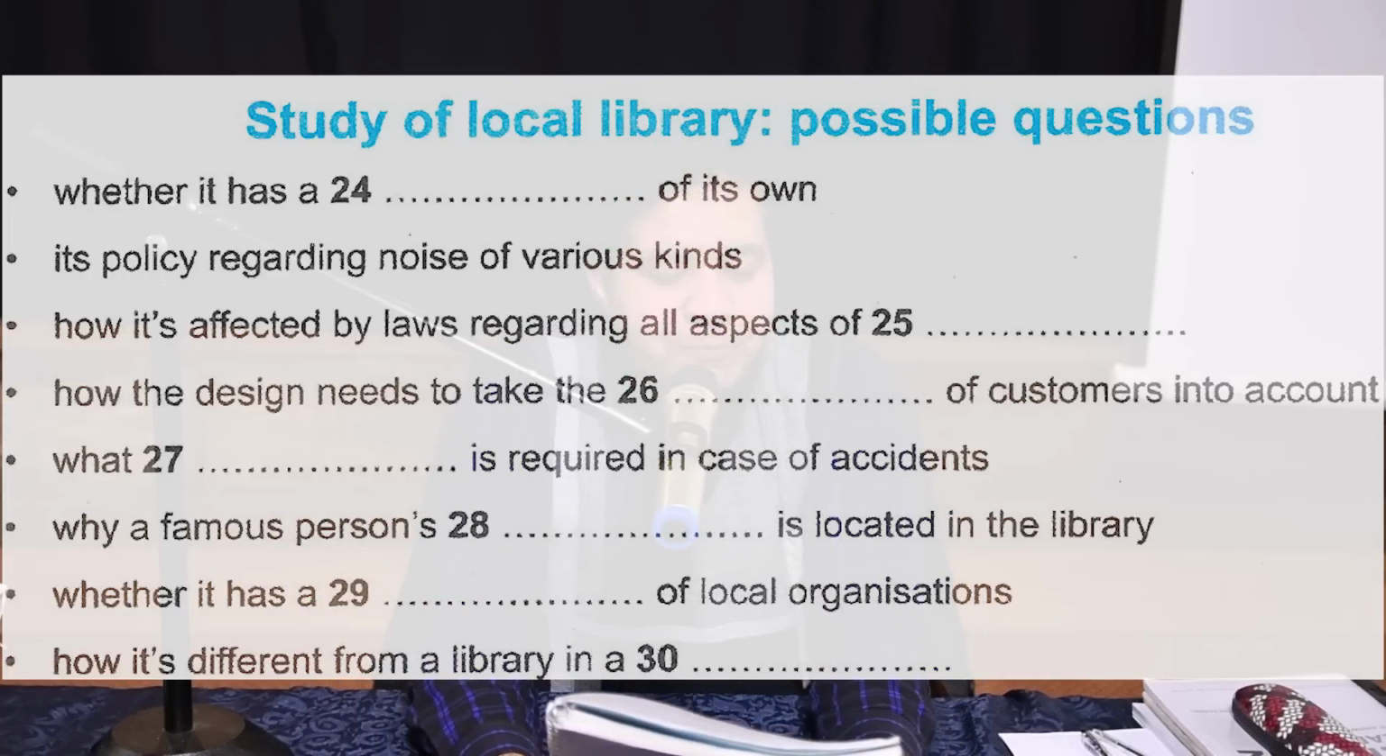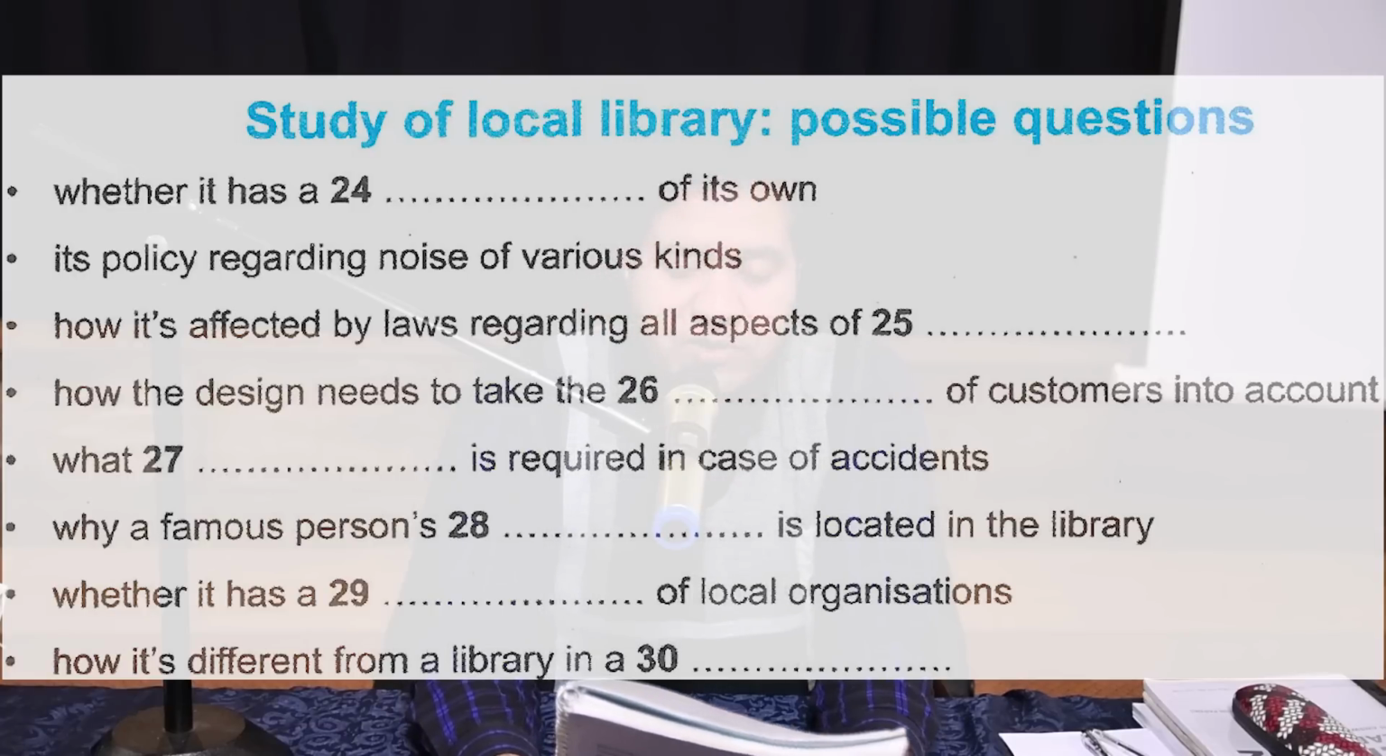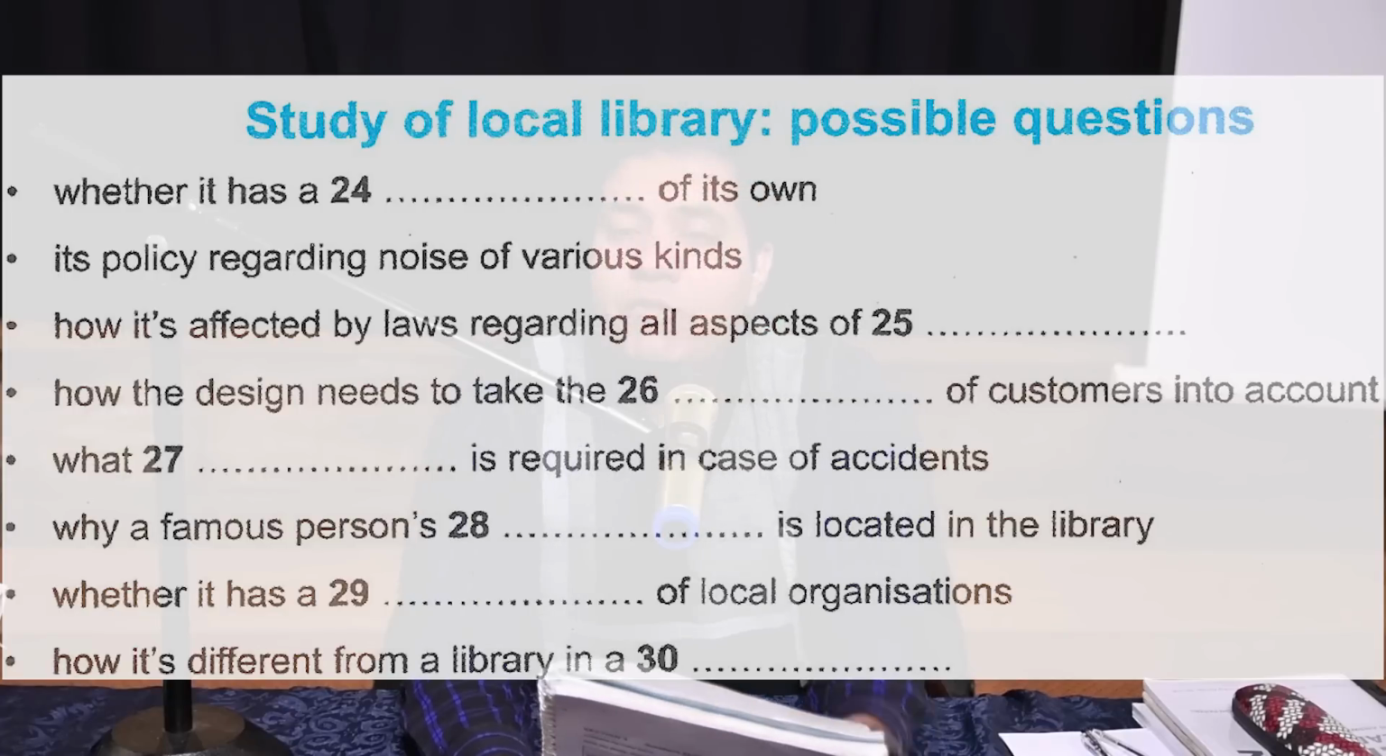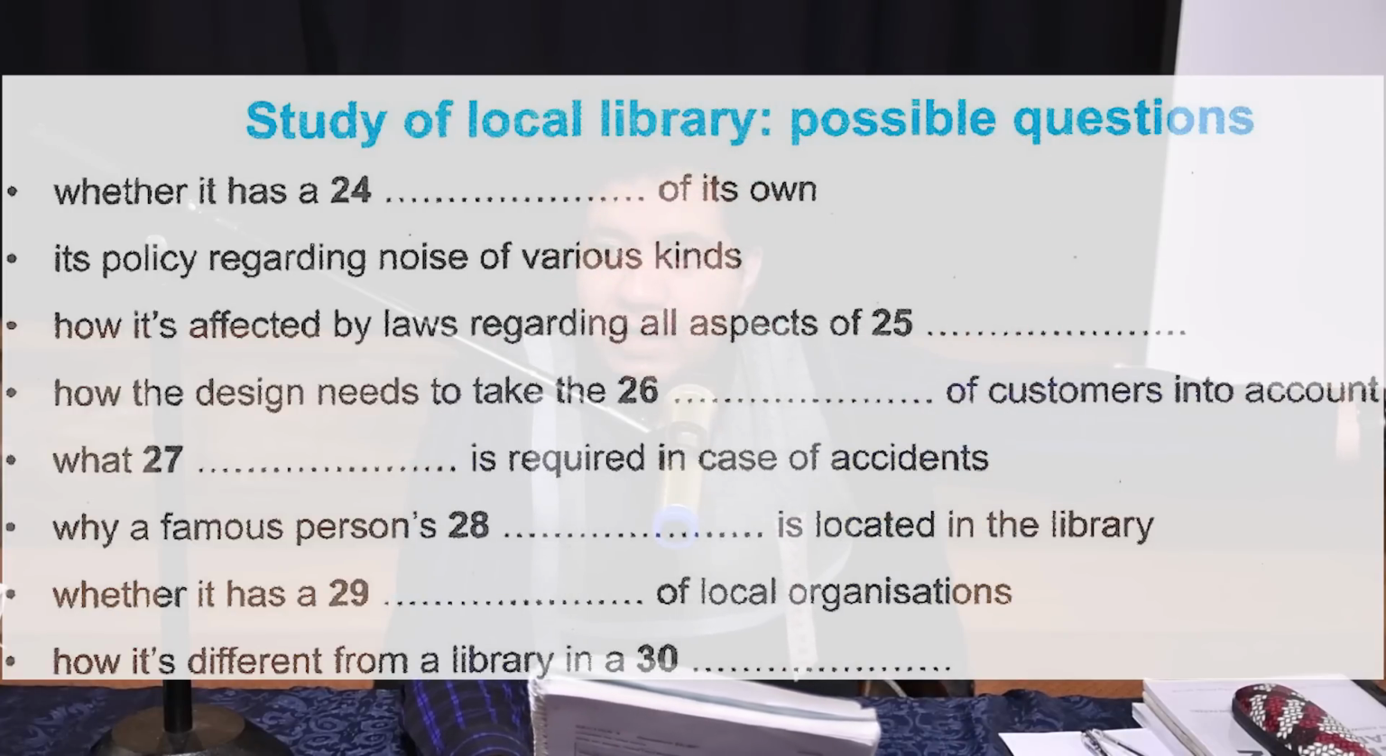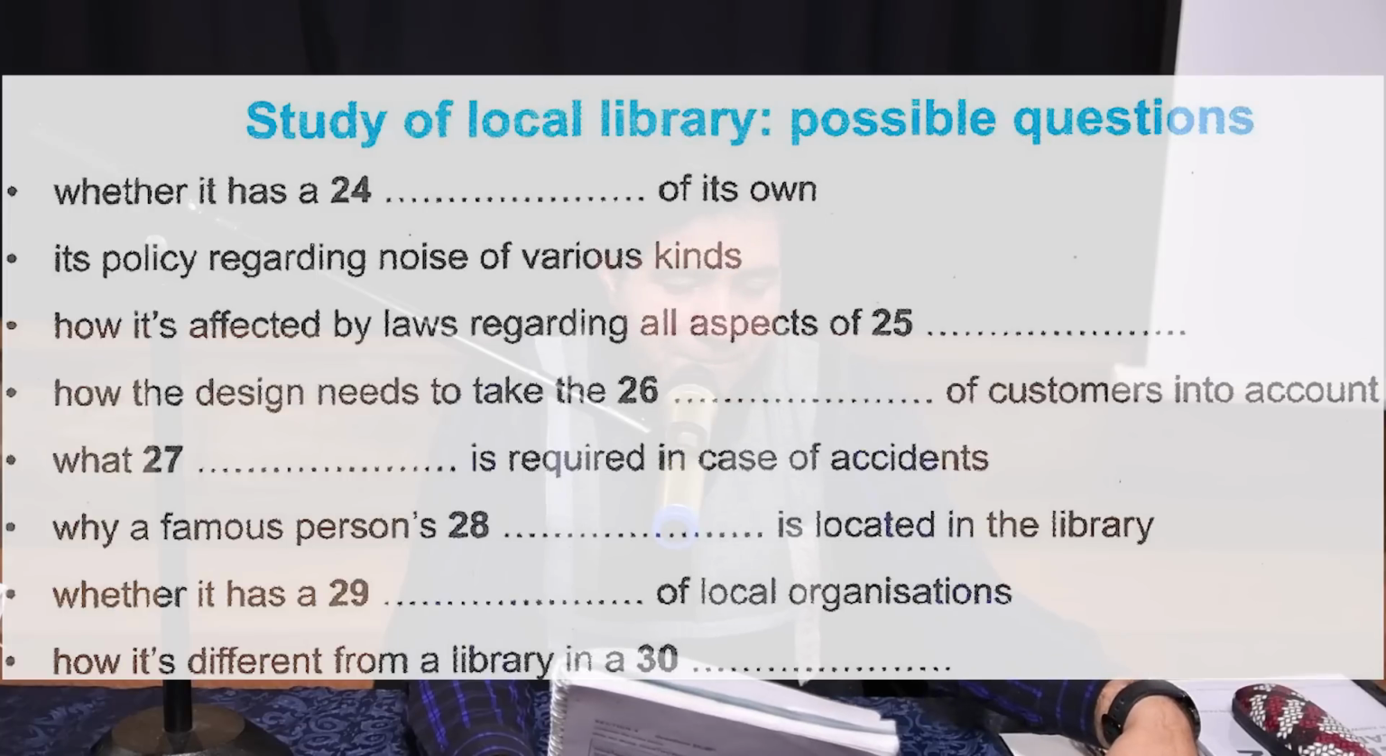क्वेश्चन नंबर 25, हाउ इट्स अफेक्टेड. फिर इट कहां पे जा रहा है? लाइब्रेरी. लाइब्रेरी इज अफेक्टेड बाय लॉज रिगार्डिंग ऑल एस्पेक्ट्स ऑफ. अब लॉज किस चीज के हैं? रिगार्डिंग ऑल एस्पेक्ट्स ऑफ मींस के लॉज किस चीज के हैं? लेट्स सी दैट. ओके.